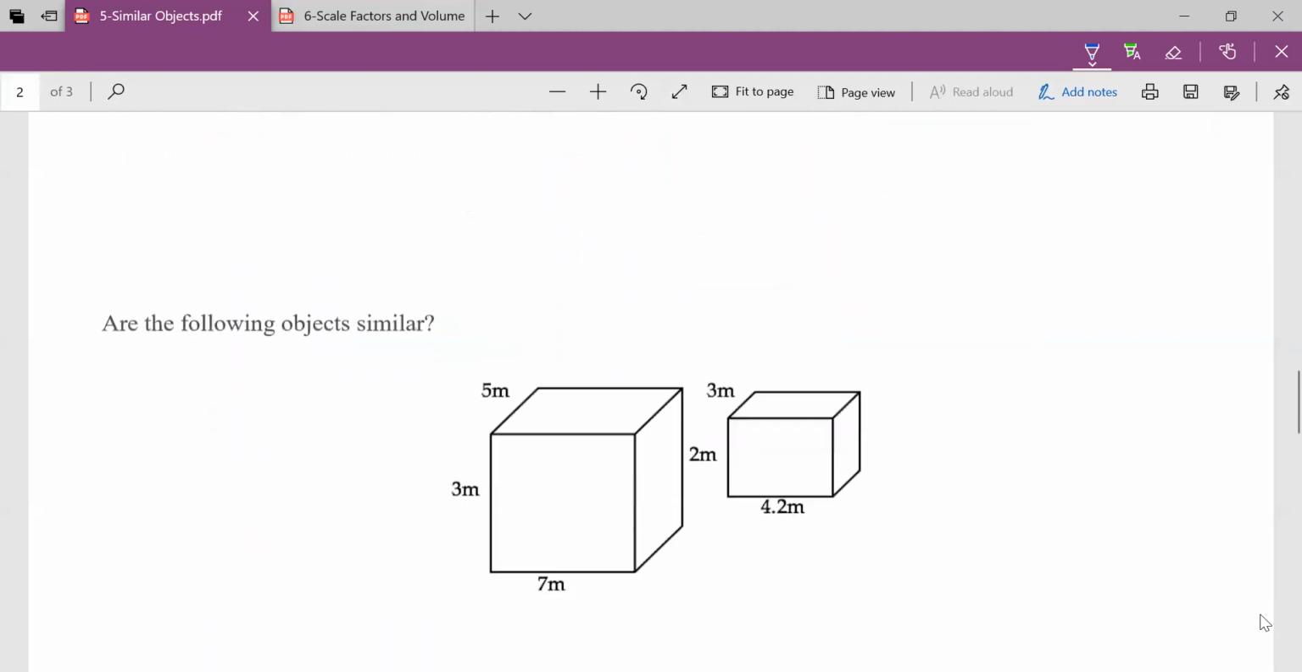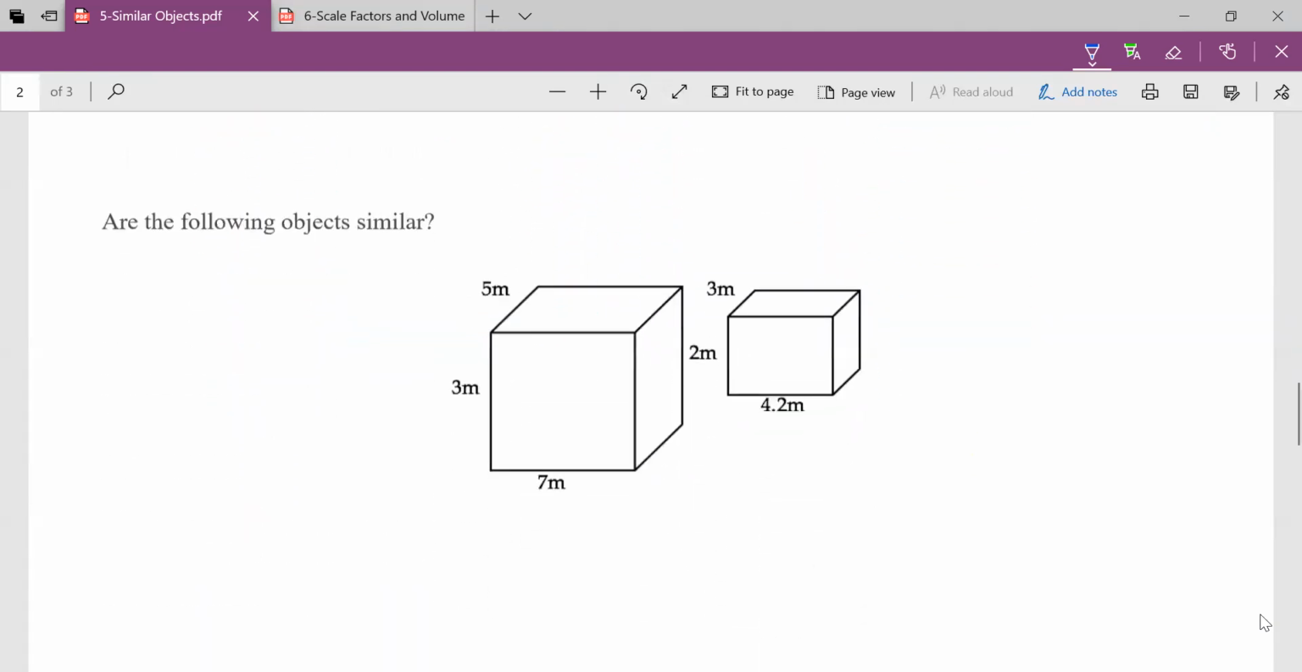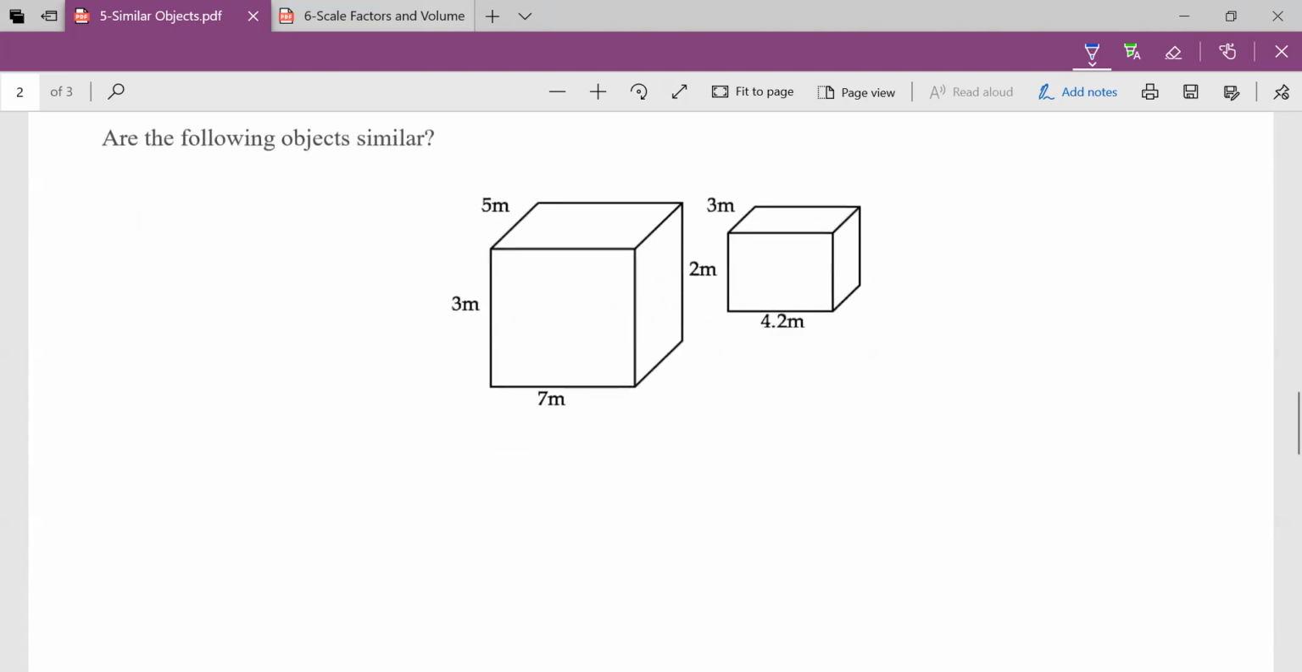Okay, let's try another one. For the cube here, well, it's not a cube. It's a rectangular prism, if I want to be precise. But are these things similar? What we're going to do, friends, is check 3 different dimensions. First I'll check the length. It's not enough to just check 1 or 2. I've got to check all of them.